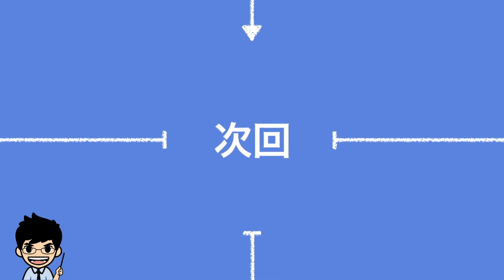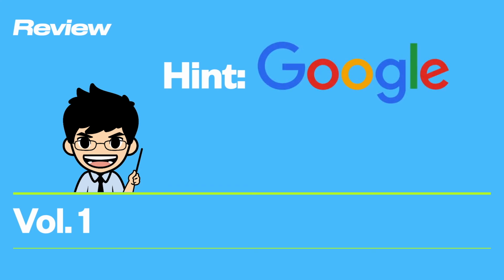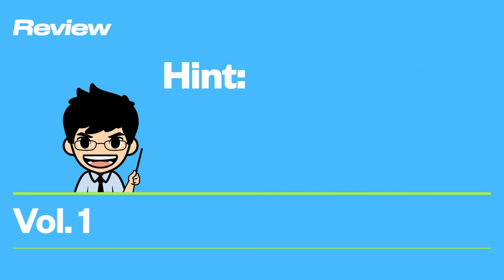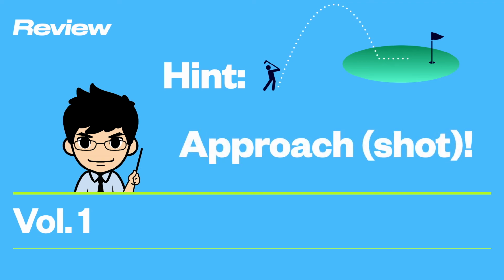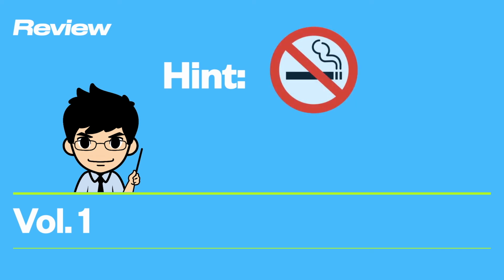Let's stop here for now and do a quick review of the 5 words we saw today. For the review, I will give you some visual hints and you will try to remember the 5 words that we saw today. Also, don't forget that all the words start with A. The first hint is Google. The word was analytics, so you remember analyze. The next hint is golf. What kind of shot was it? The word was approach. The next hint is the non-smoking sign. The word was area.